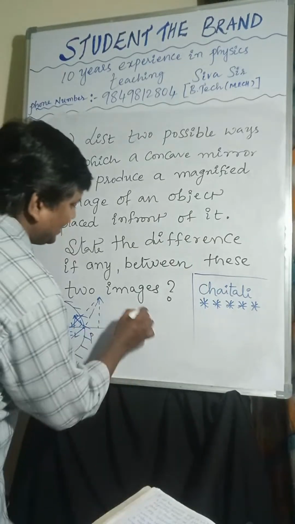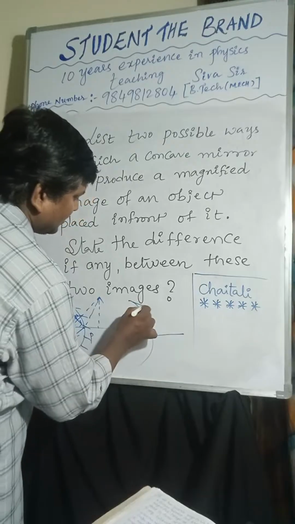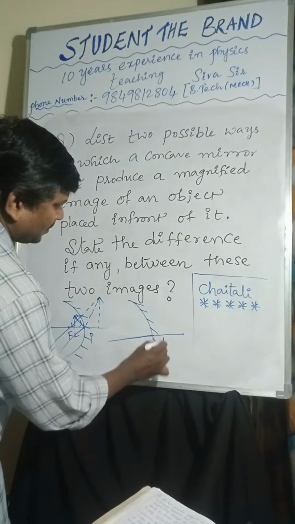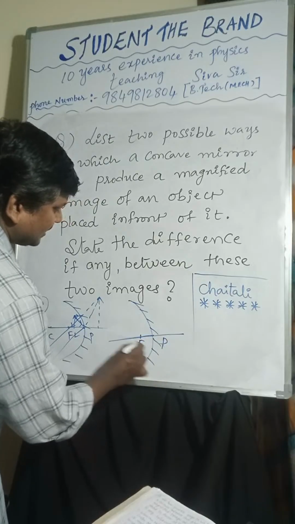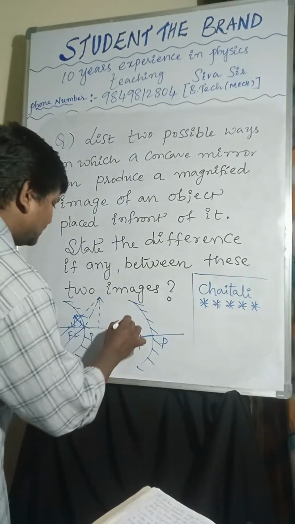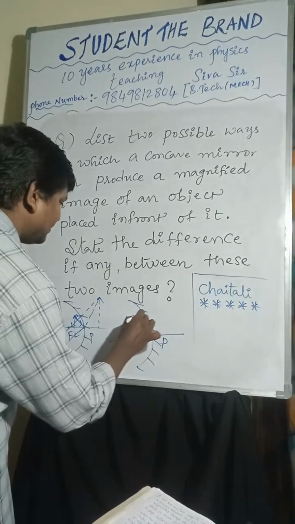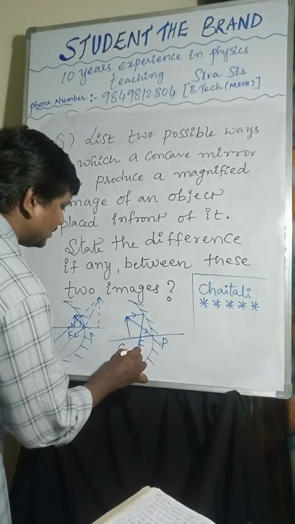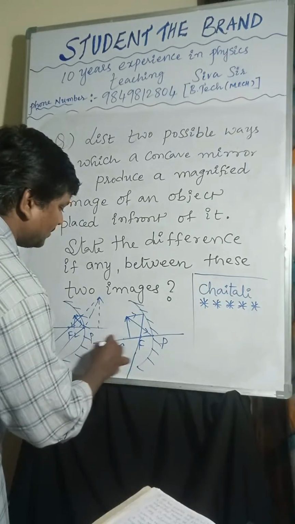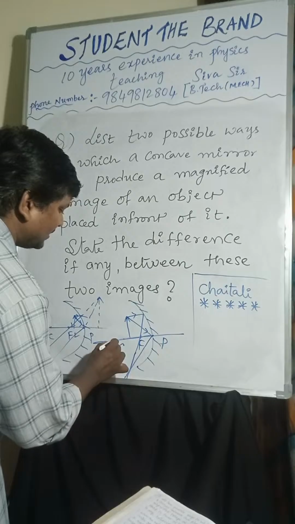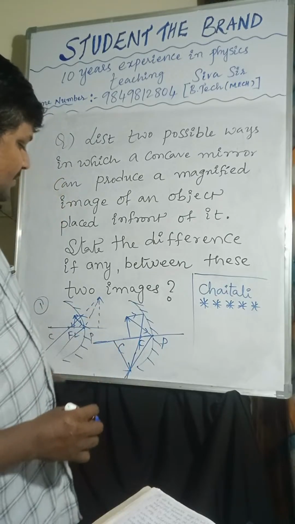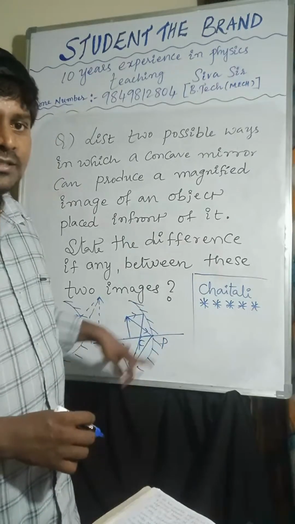Coming to the second one, it is the same concave mirror, with pole, focus, and center of curvature. The object is placed between C and F. One light ray passes like this, another light ray like this. Those light rays will meet behind the mirror, and the image will form there. So here you can observe these two cases.